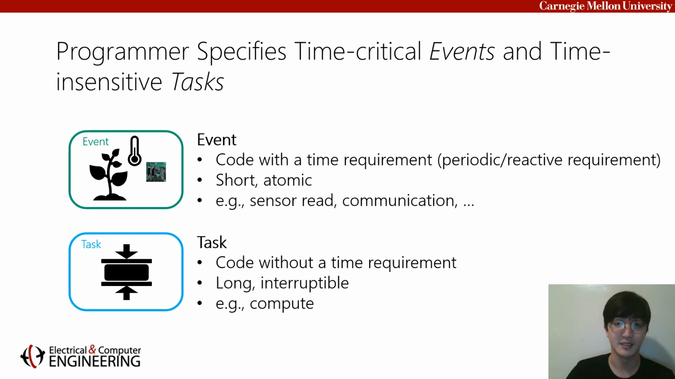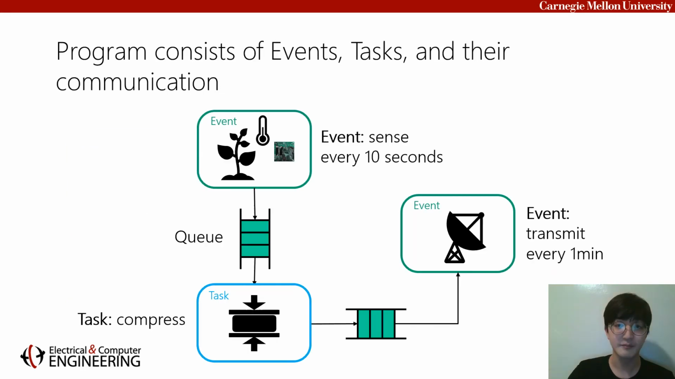Tasks, on the other hand, are code without a time requirement. They can be long, and they can be interrupted by an event or a recharge. Tasks usually hold computations. This example shows a sample program in CatNap, where it collects temperature data every 10 seconds, sends them to a task that compresses them, and transmits the result to the server every minute. Tasks and events communicate the data with a FIFO queue defined between them.